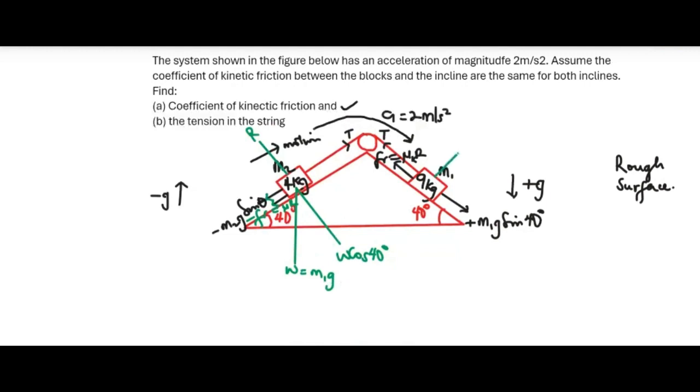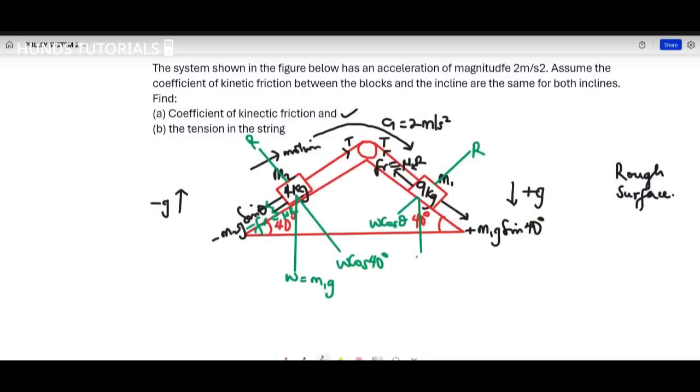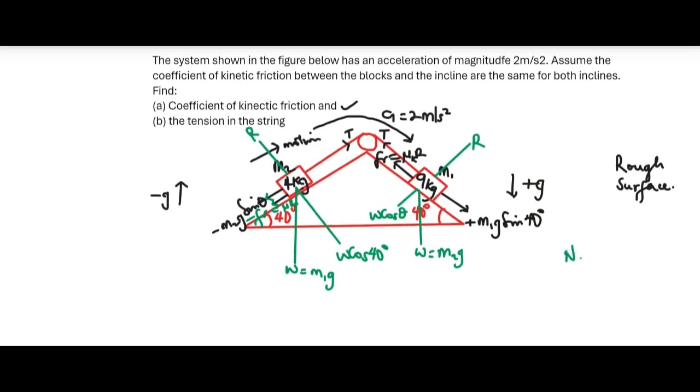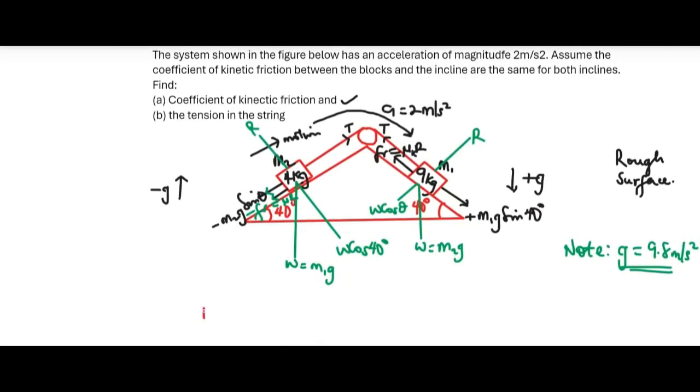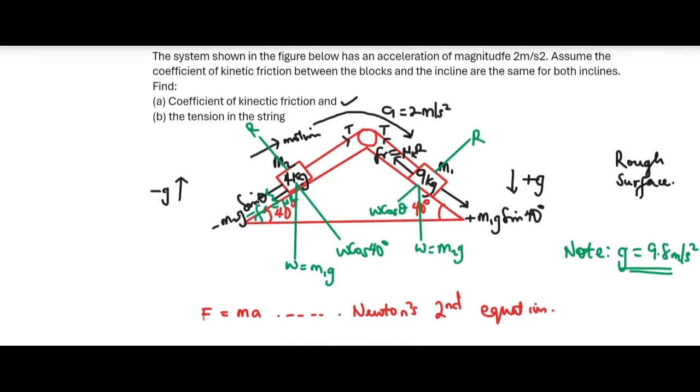For this other mass too, we have R, and R is still equal to W cos theta. Your W here is equal to M2G. Note that for this question, your acceleration due to gravity is given as 9.8 meters per second squared. So for equation 1, we still have to follow the template, which is your Newton's second law.